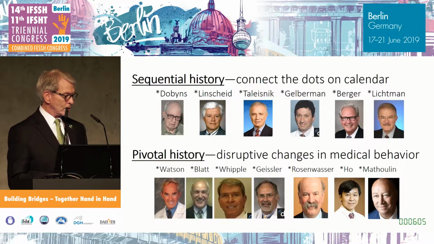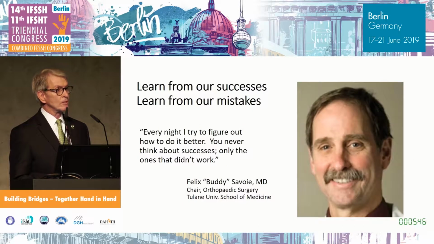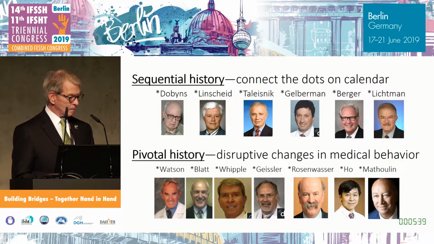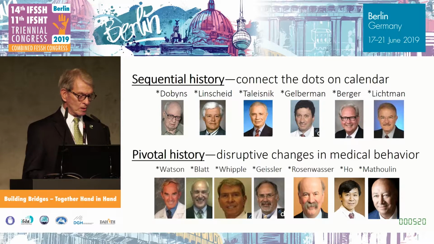In the earliest scapholunate stages, these are the superstars who lit the fires in sequence across that top row that started the wrist revolution beginning back in 1972. Jim Dobbins, Ron Linscheid, Julio Taleisnik, really defining the anatomy of the joint, the scapholunate mechanics, and the scapholunate pathomechanics. Richard Gelberman defined the microcirculation of the ligament and of the scaphoid and the lunate, respectively. Richard Berger defined the fine points of the ligamentous anatomy. And then David Lichtman with the stage classification of instability.